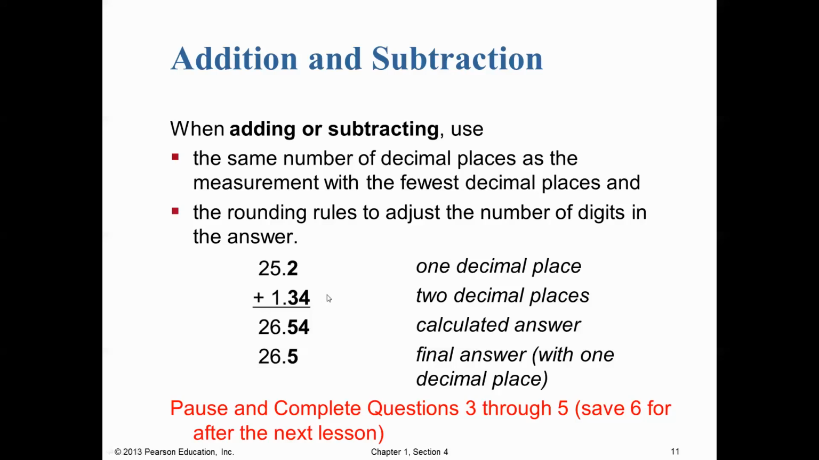The problem here is we have no idea what comes after the 2 in the 25.2. It's known to just 3 significant figures. The hundredths place is not known, and consequently we can't know the hundredths place in our answer as well. The first digit we're dropping is this 4 right here, so we're going to round to 1 decimal place. And because this is 4 or lower, we're going to round to 26.5 as our final answer.